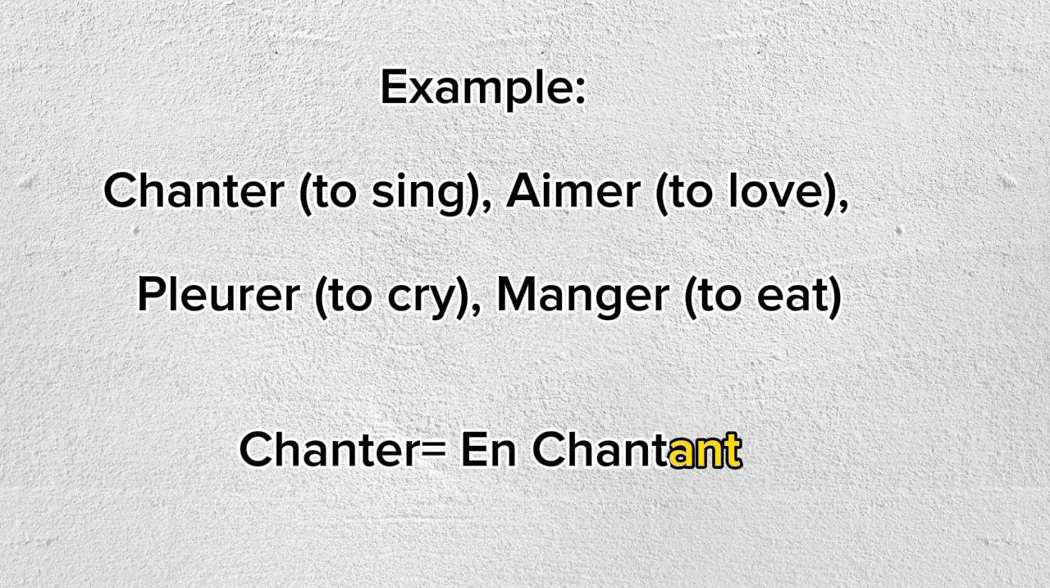So if we take chanter, chanter has er in its infinitive form, that is, the form in which it is not conjugated. And if I want to form the present participle of chanter, I will just have to add ant at the end. So I will have chantant, by singing, en chantant. So that is it for the first group.